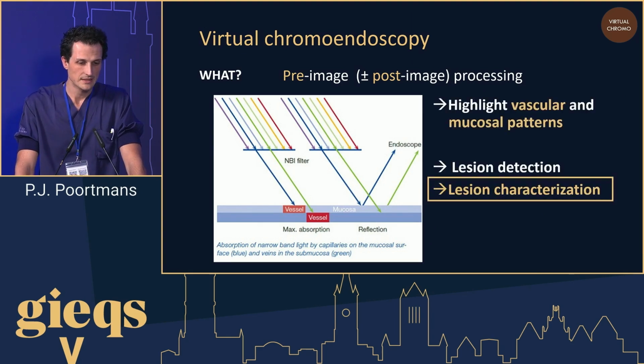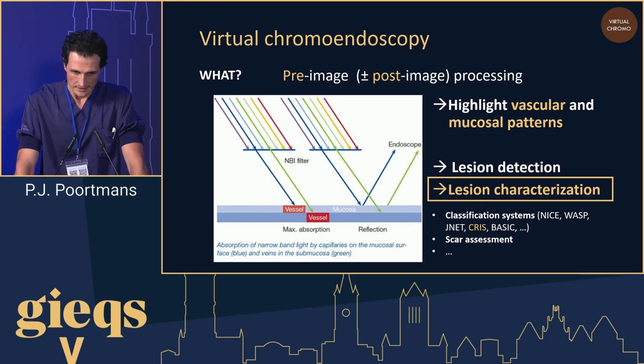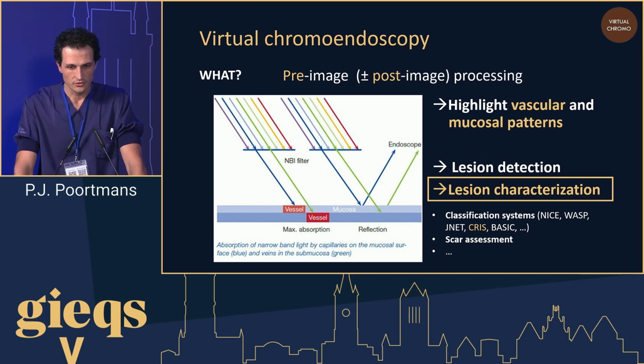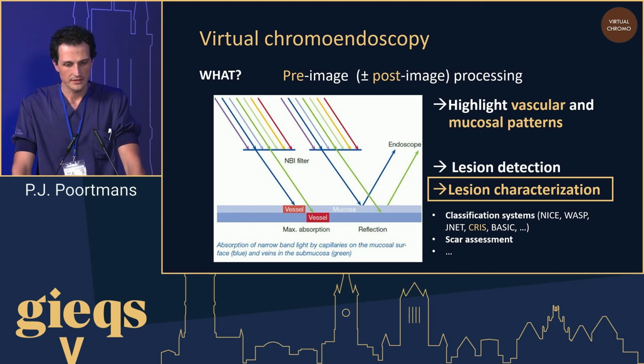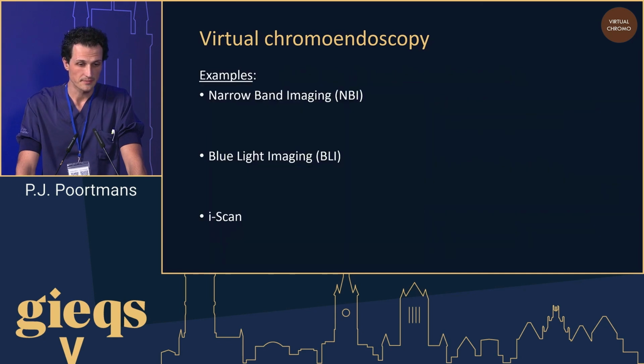So what is it? It's pre-image and post-image processing. I think we've covered this in another session as well. But this highlights the vascular and mucosal pattern. It's used for lesion detection, but mostly I think it's used for lesion characterization. It's used for a lot of classification systems, such as the NICE, WASP, JNet, CRIS, etc. Also used for scar assessment and other types of characterization.